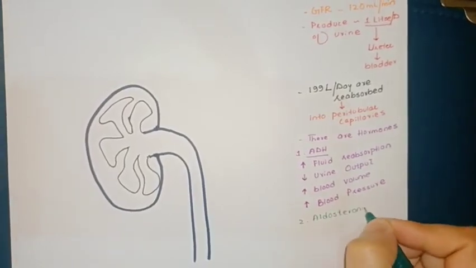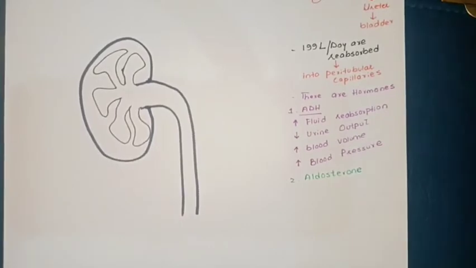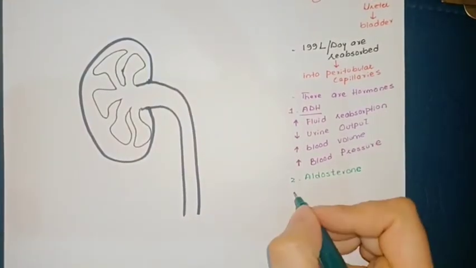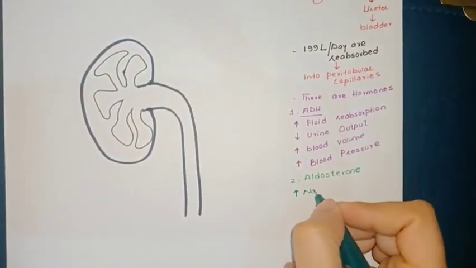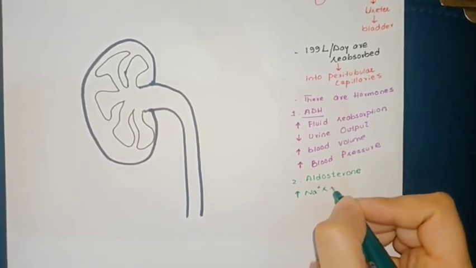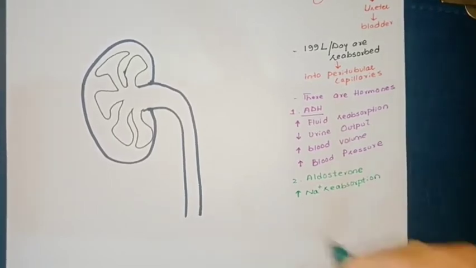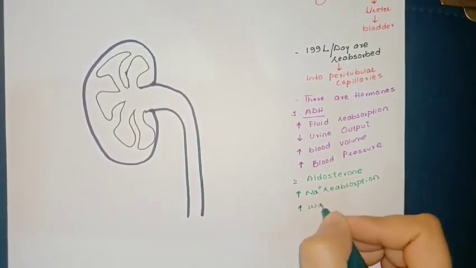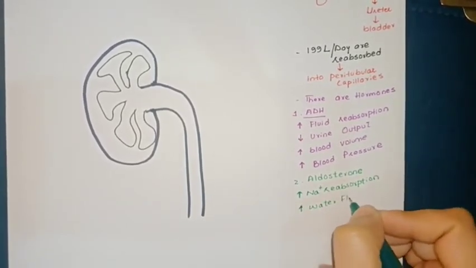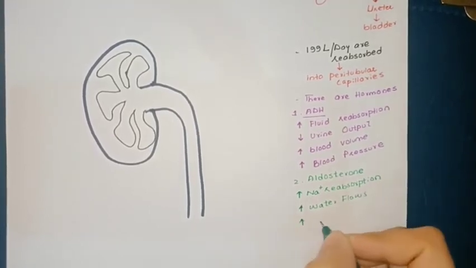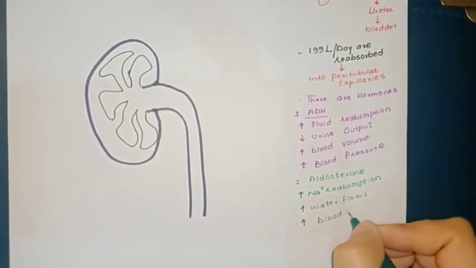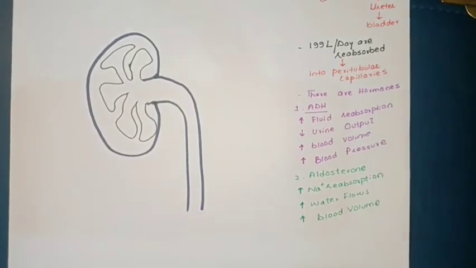Another one is the aldosterone hormone. What does this hormone do? It increases the sodium reabsorption, increases water flow, and increases the blood volume, which in turn increases the blood pressure.